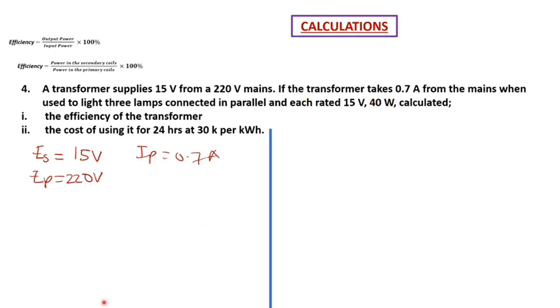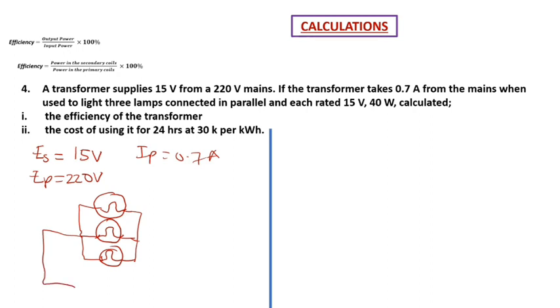Okay, so I'm going to draw a circuit for this. We have 3 lamps connected in parallel. So my lamp is going to be like this. This is the first lamp, the second lamp. Mind my diagrams. The third lamp, all connected in parallel. So I'll just draw a simple circuit to represent this. They are each rated 15 volts.